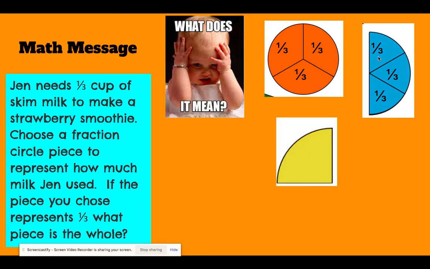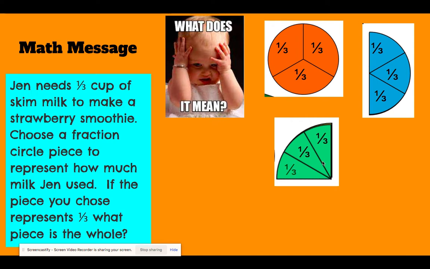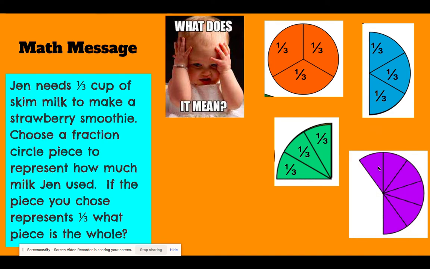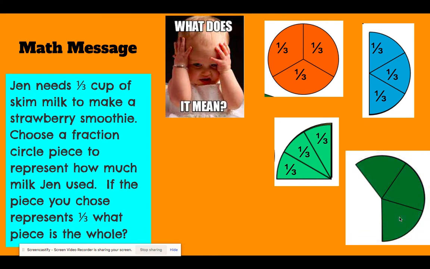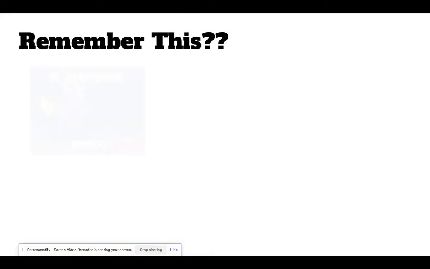Let's say our whole was the yellow. Then we have to take that yellow, split it into thirds, and that would be a light green. So 3 light greens equals that yellow. And as you can see, it's 1/3, 1/3, and 1/3 again. Our whole could be, who knows, 6 purples. If we put some fraction circles on top of that, the dark green would be a third. So 1/3 here, 1/3 here, 1/3 here. That's basically what the math message is asking you: to start thinking about that 1/3.